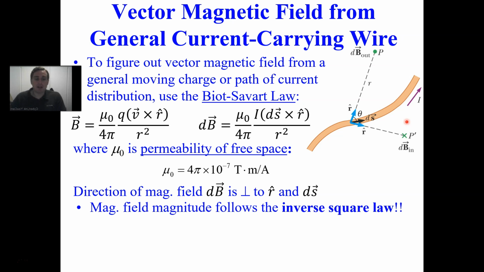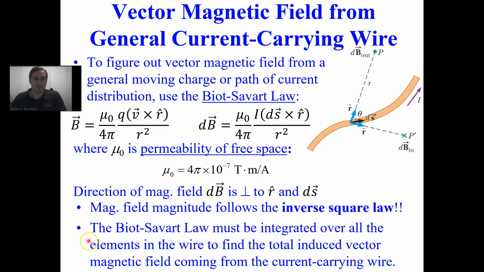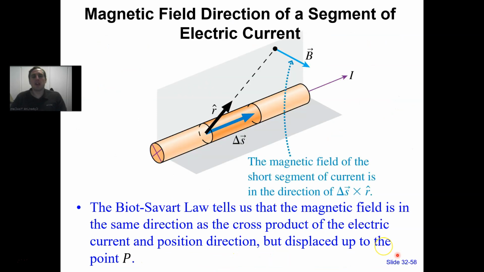So again, like I said, magnetic field magnitude follows the inverse square law, and the Biot-Savart law in general must be integrated over all the elements in a wire to find the total induced vector magnetic field coming from the current carrying wire. So here's a sort of a three-dimensional, better pictorial depiction of the magnetic field direction of a segment of electric current due to that electric current flowing and using the Biot-Savart law. Imagine there's an electric current, and this X here means into the page, like so, and then here it's still going into the page.